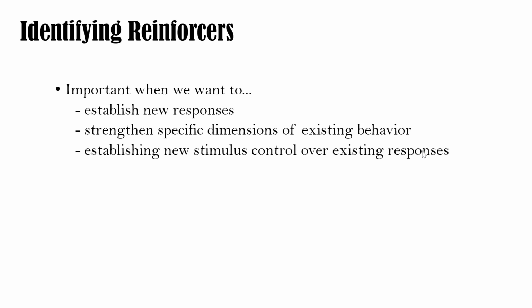Okay, so when you're trying to identify reinforcers, it's really important to identify a reinforcer when you want to establish any type of new response. You have to have something that the child wants to work for. You have to have a good reinforcer for that response or target behavior to increase. It's important when you want to strengthen specific dimensions of a behavior that already exists, and also when you want to establish new stimulus control over existing responses. So anytime you want to increase a target behavior, identifying a reinforcer is hugely important.